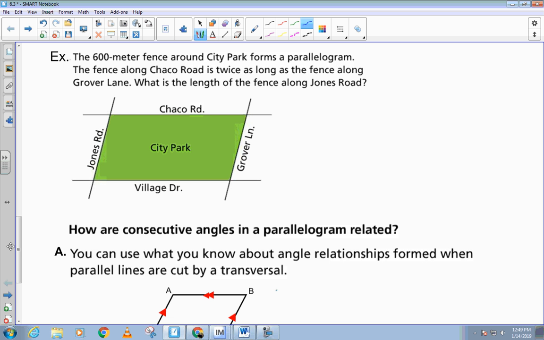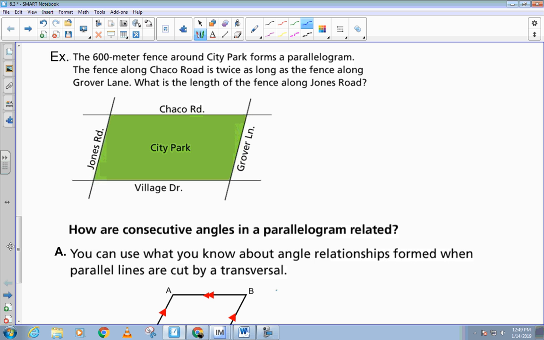A 600-meter fence around City Park forms a parallelogram. The fence along Chaco Road is twice as long as the fence along Grover Lane. What is the length of the fence along Jones Road? Okay, so let's see what we got.